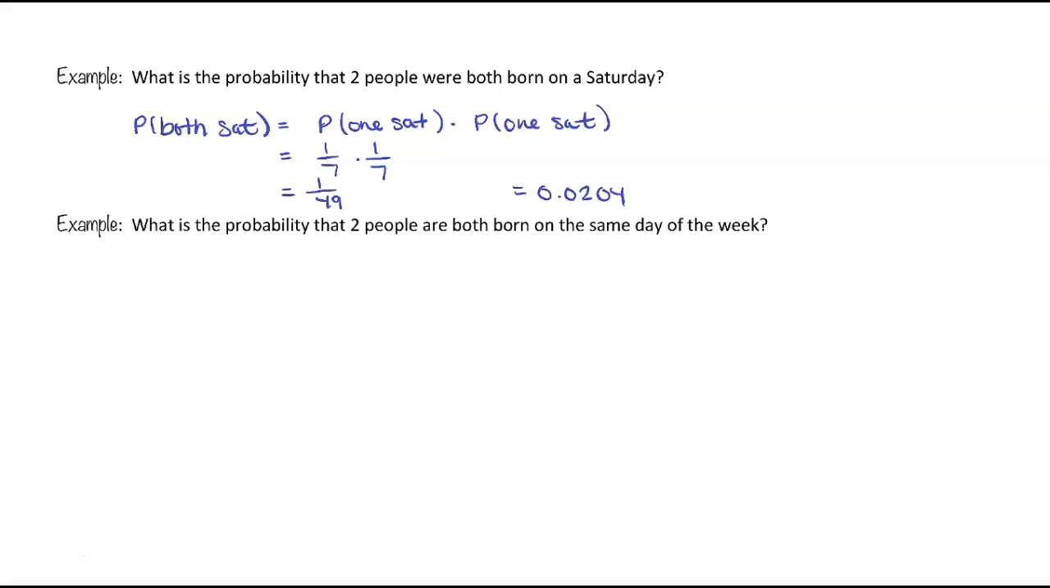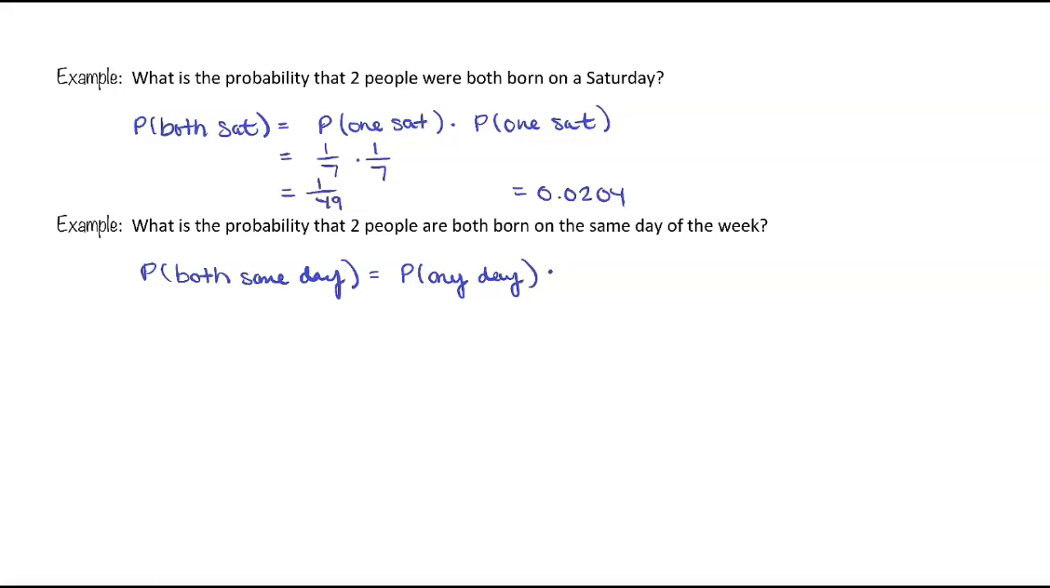For a different question, let's figure out the probability that 2 people are both born on the same day. This time, instead of specifying that 2 people are both born on Saturday, we are looking for the probability that they're both born on simply the same day. To calculate the probability of them both being born on the same day, think about the first person. What day do they need to be born on? It actually doesn't matter. The first person can be born on any day of the week.